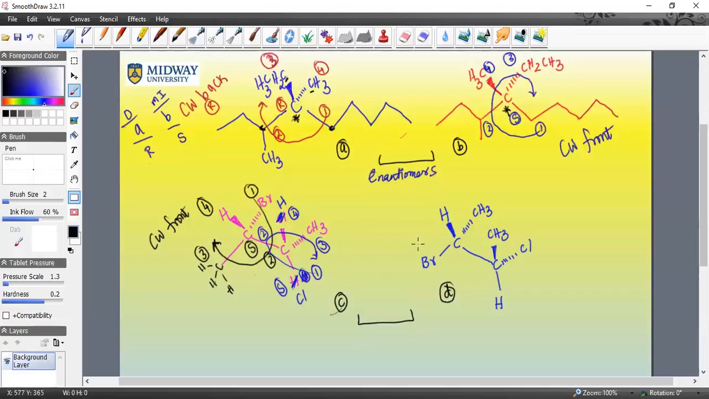So this is 1, this gets 2, this gets 3, this gets 4. It's no problem. It's counterclockwise, right? Counterclockwise, and the hydrogen is in the front, and counterclockwise front is R. Well, that's what we want to see because I know what this compound is.